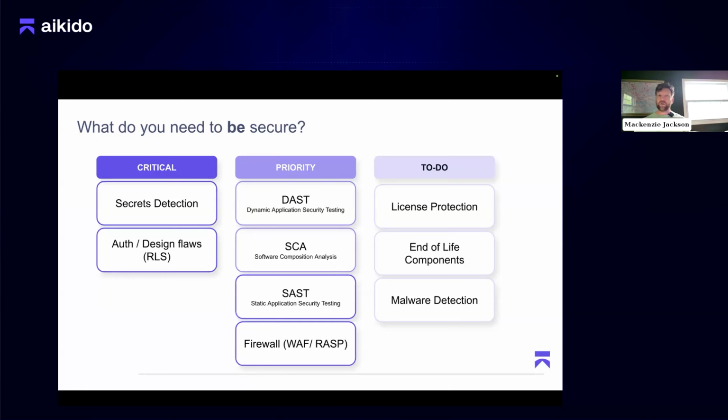Some of the other things we're going to talk about is DAST, dynamic scanning of your application. This is a tool that scans your application for vulnerabilities. SCA, this is a tool that scans your dependencies. We'll talk about that. Static code analysis, and firewalls. So we're going to cover all of these things in this webinar, but the thing that we're going to take the most amount of time on is going to be those first two.